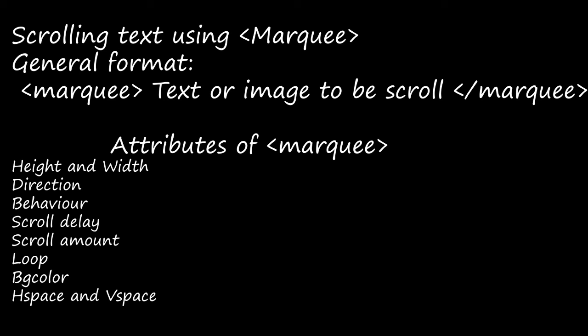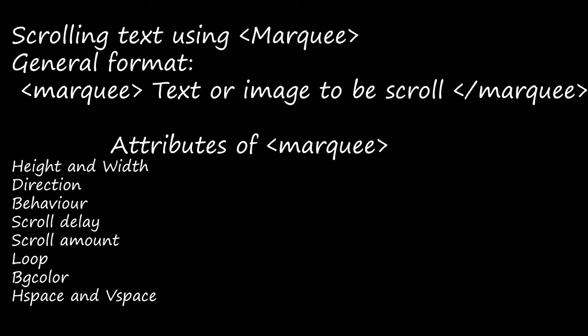If you want to make it move up, down, left or right, you can just give the values as up, down, left or right. For that you have to give marquee direction is equal to right, or marquee direction is equal to left, or marquee direction is equal to up, or marquee direction is equal to down.